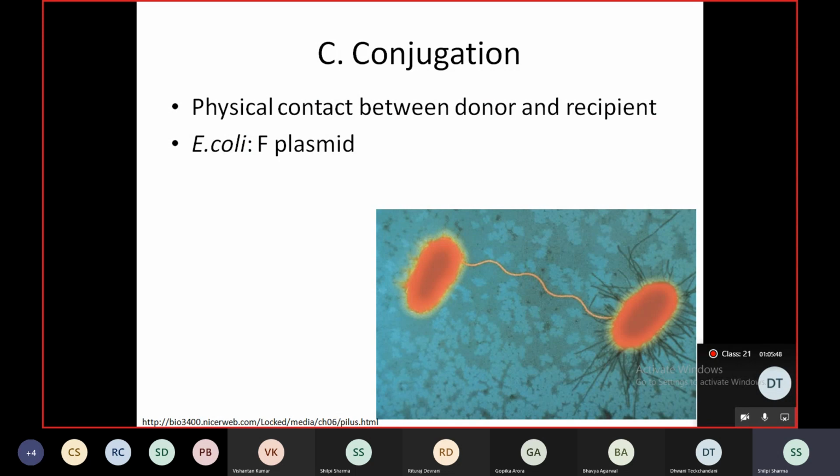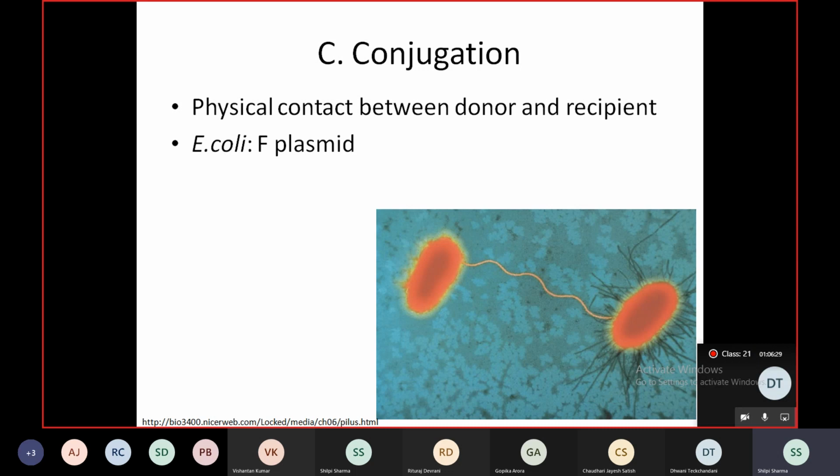The third mechanism is conjugation. As the name suggests, conjugate means to connect or to couple. So in this form of transfer, the donor and the recipient cells need to stay connected for the transfer of genetic material. It is well studied in E. coli, where there is transfer of the F plasmid. जब हम लोगों ने plasmids cover किया था, I told you there are different kinds of plasmid. F plasmid stands for fertility plasmid. So this is transferred through conjugation. Otherwise, it's a mechanism found in both gram positive and gram negative, but we'll concentrate only on E. coli.